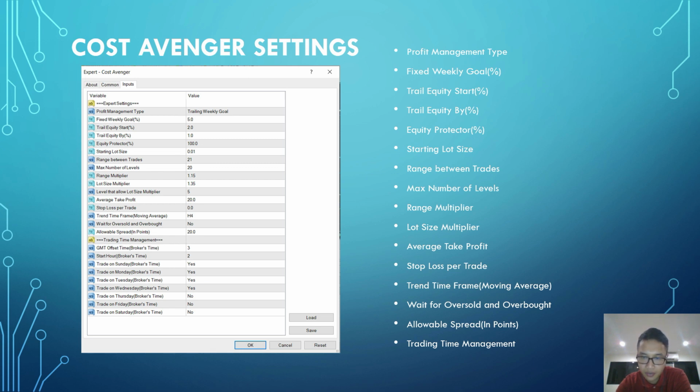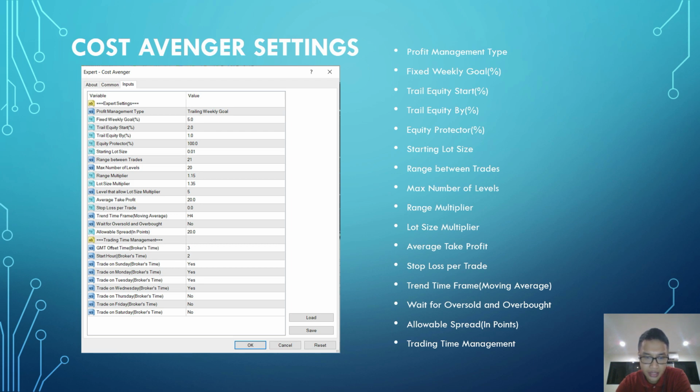So trend time frame, it's the time frame where the moving average is based. I'll be discussing more about that later. Then we have wait for oversold and overbought, which I explained earlier. And we have the allowable spread in points. I'll be explaining that later also.